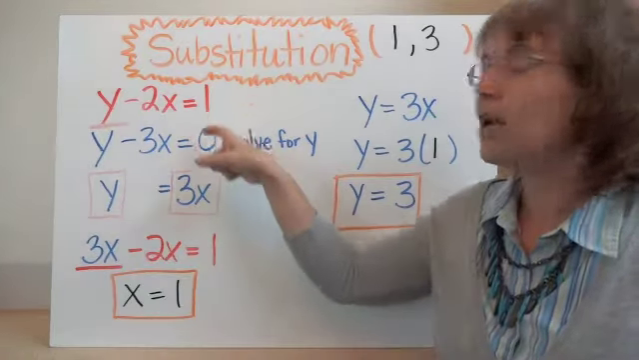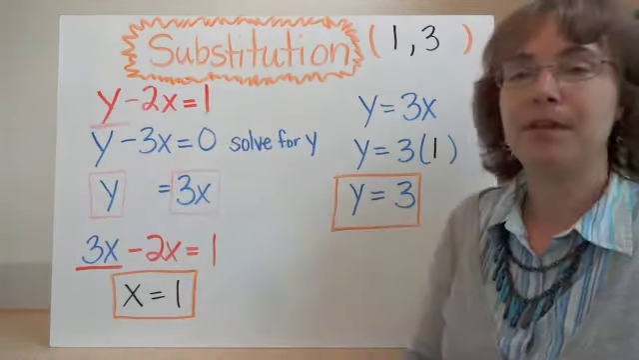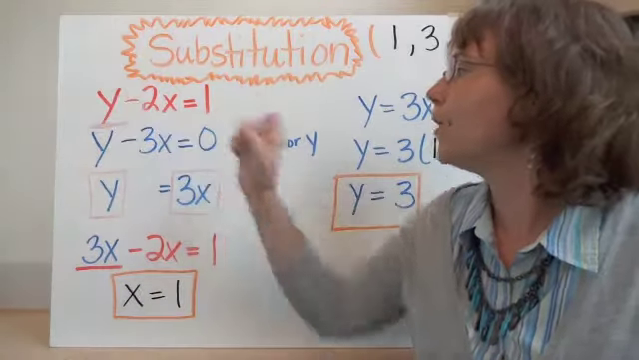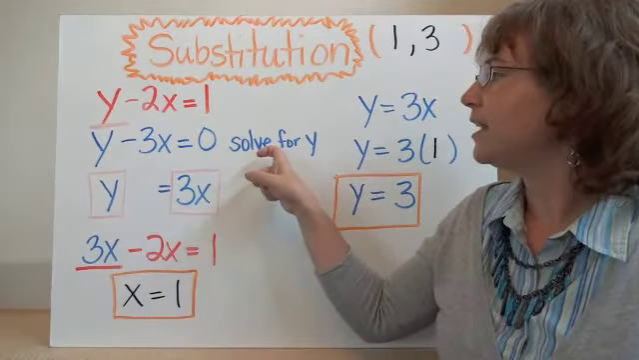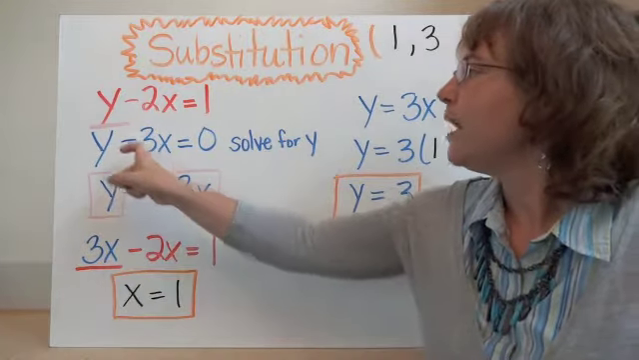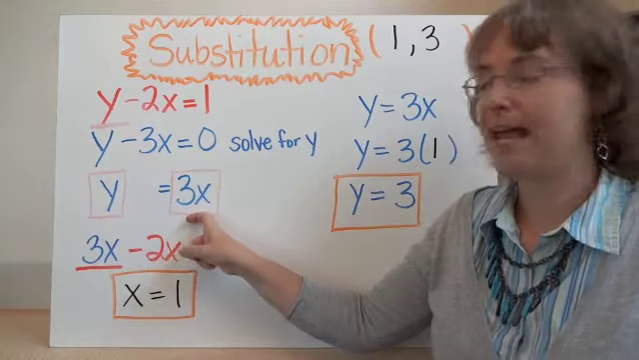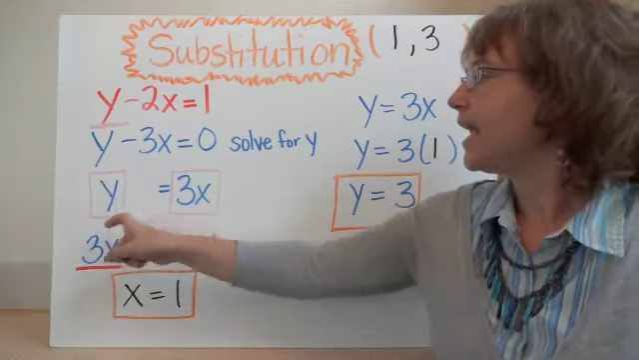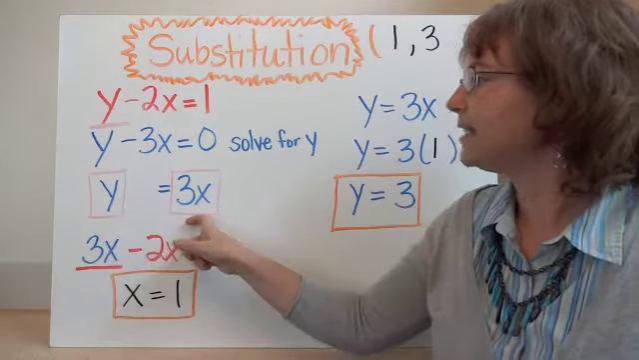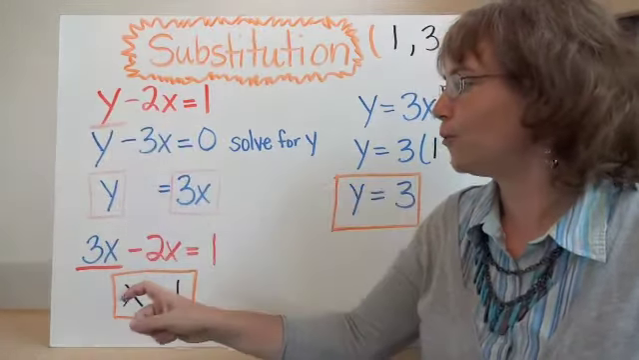So I'm going to manipulate one of these equations. I'm choosing the second one to manipulate. You could manipulate the first one if you wanted to figure out what y equals, but I'm choosing the second equation, and I'm going to solve for y to figure out what y equals. I'm going to add 3x to both sides, and I have y is equal to 3x. Now that I have this, I can take what y is equal to, and I can substitute it into my other equation for y.